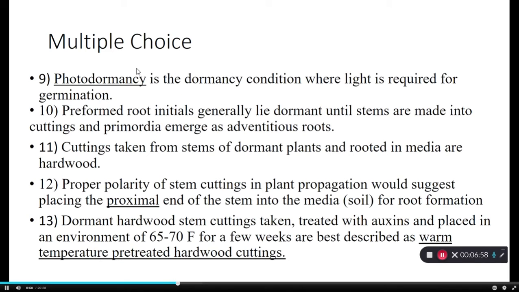Number 9, a question about seed dormancy. And photodormancy describes the dormancy condition where light is required for germination of the seed.